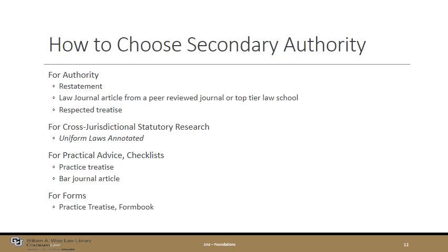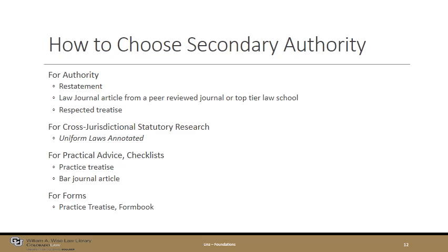If you're doing cross-jurisdictional research, statutory research, you could look at the Uniform Laws Annotated, or you could look at a 50-state survey as well. These are tools within Westlaw and Lexis. The ULA, the Uniform Laws Annotated, is part of Westlaw. That'll help you compare provisions of laws between different states and help you find cases for those states.